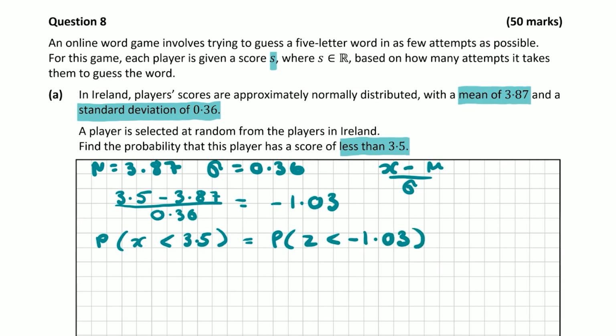But we don't really like that there's a negative here for when we look at our table in a minute. So I'm going to change this. So the probability that z is less than minus 1.03, I'm going to change that to 1 minus the probability that z is less than positive 1.03. So now let's find the z-score of 1.03 in our log tables.